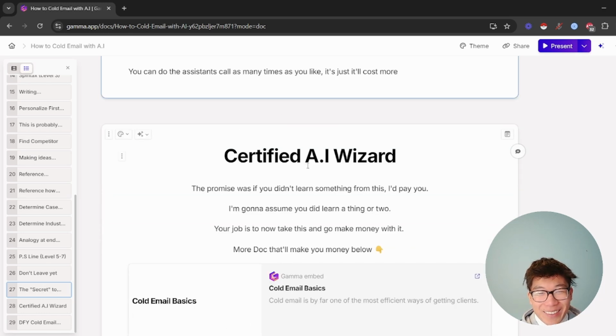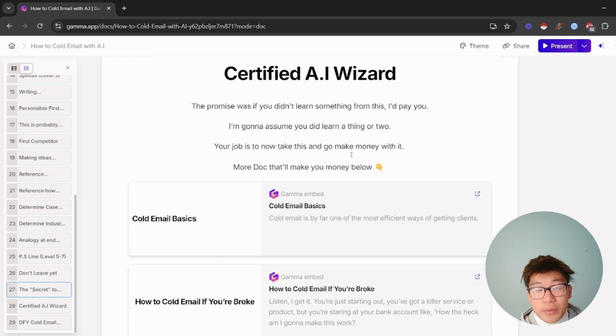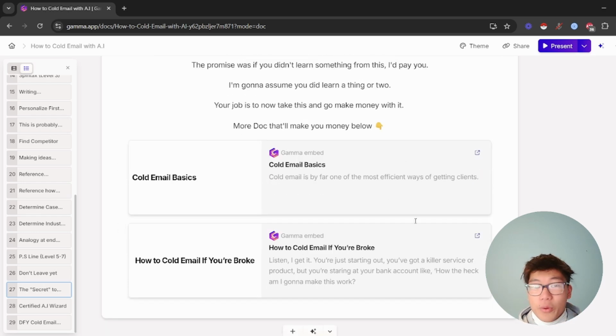Okay. Yeah. So by that, you are now a certified AI wizard, right? You have literally seen everything, right? The promise was if you didn't learn something from this, I'd pay you. I'm going to assume you did learn a thing or two from this to make money. Your job is to now take this and go make money with it. There are more docs that will make you money. These are listed below if you're going through on the doc. They'll also be in the description.